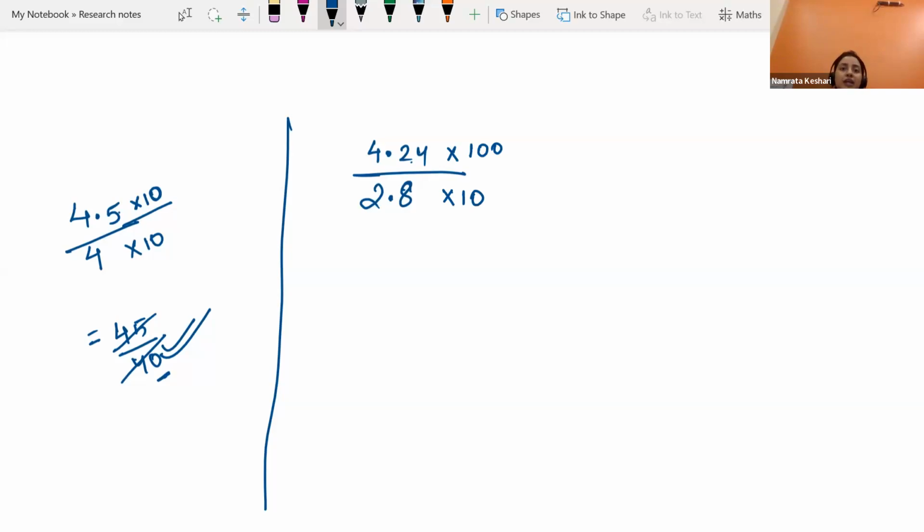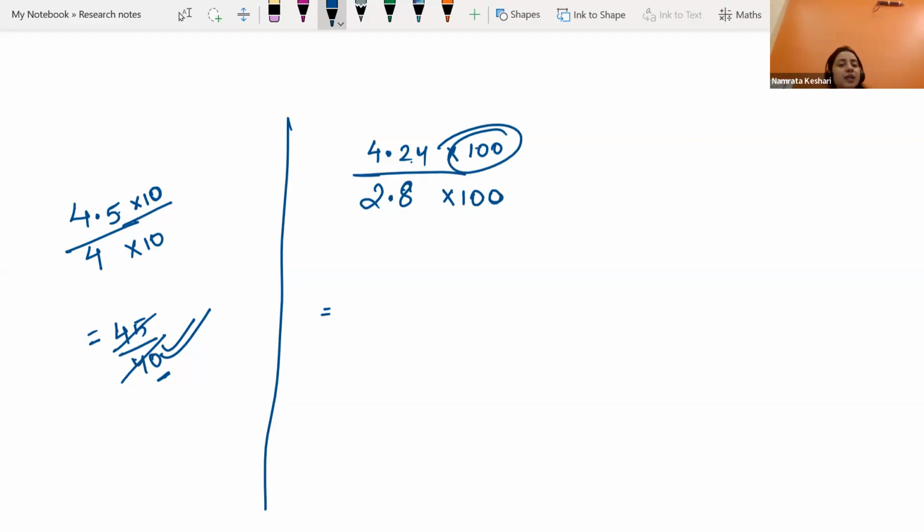But the rule of fractions says that whatever you multiply or divide the numerator by, do the same with the denominator. Or whatever you multiply or divide the denominator by, do the same with the numerator. So we are confused whether to multiply by 100 or by 10. Whenever you encounter such a scenario, multiply by the larger number, that is 100. You have to multiply 100 in the numerator and denominator.